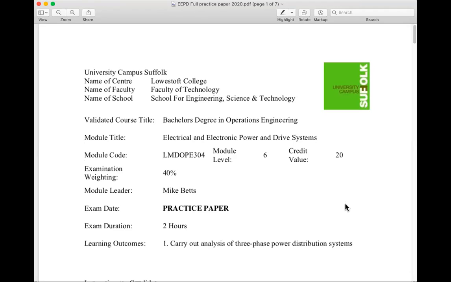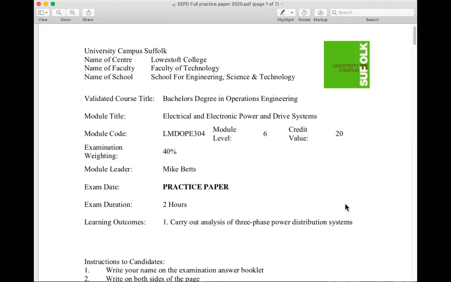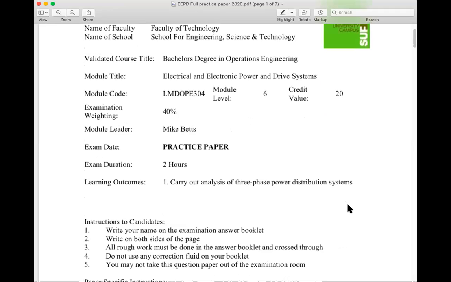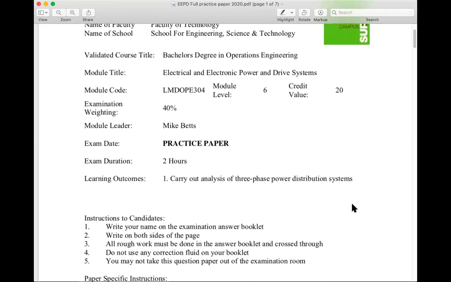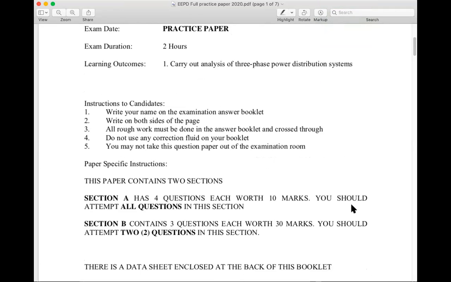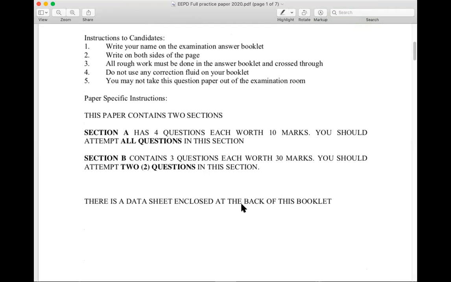Yep. Okay, so practice paper, 2 hours, all right? 3-phase power distribution systems. We've got 4 questions in section A. They're worth 10 marks each, and you should attempt them all. Then section B contains 3 questions, each worth 30 marks. You should attempt 2 questions in this section. You've got a data sheet at the back of the booklet you will have in the real exam.